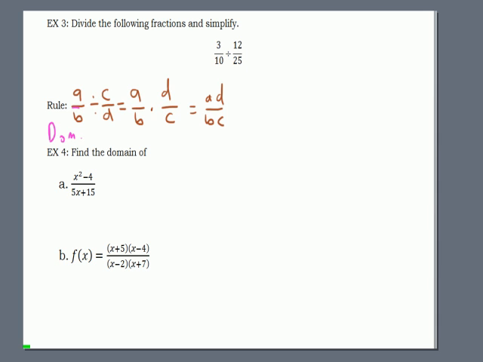Well, I can't have B be 0 because that would have made the first fraction undefined. I can't have D be 0, that would have made the original second fraction undefined. I also can't have C be 0, because that would have made this part of the fraction undefined. So all of B, D, and C cannot be 0. Now back to our original problem.